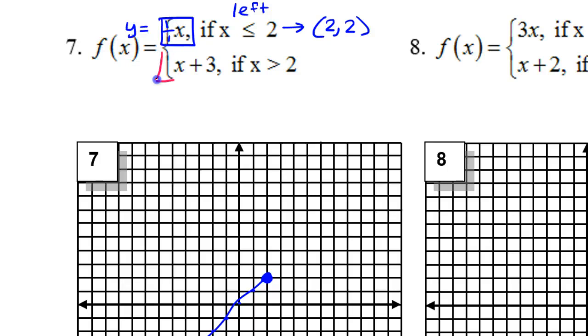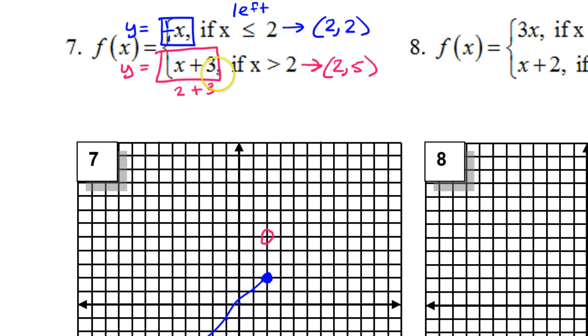Alright, my last piece is y equals x plus 3. Let's get the endpoint, which will be 2 comma something. I need the y value. I will get that by substituting in the x. 2 plus 3 is 5, so 2 comma 5. This should be an open circle because we want the values greater than 2, not equal to 2. So open circle at 2 comma 5. So that's right here. Open circle right here.